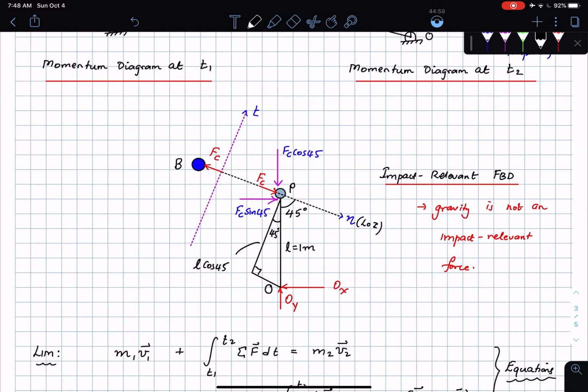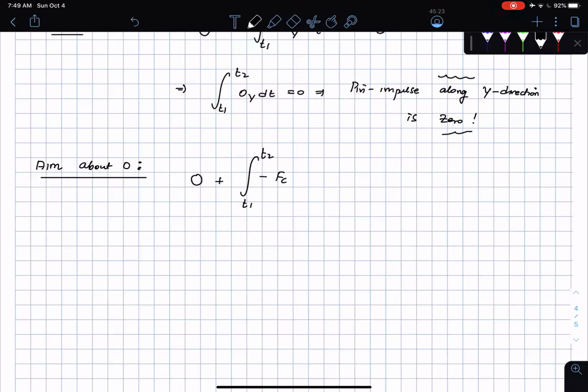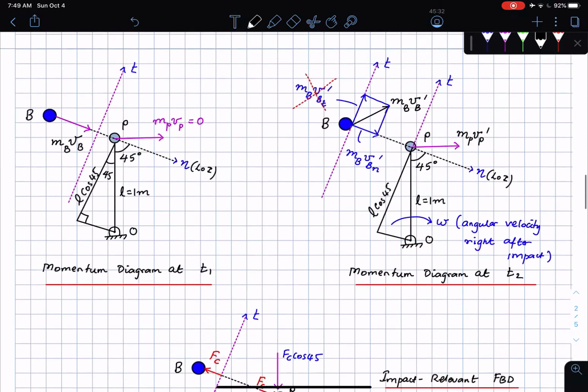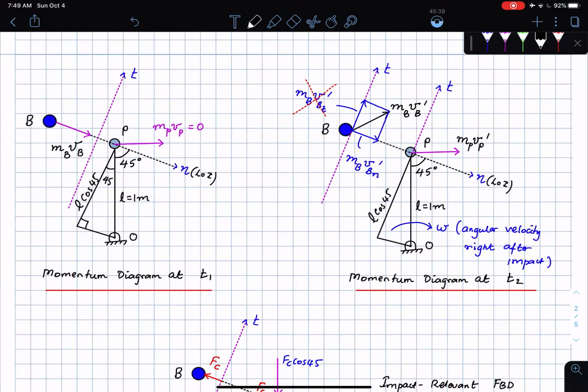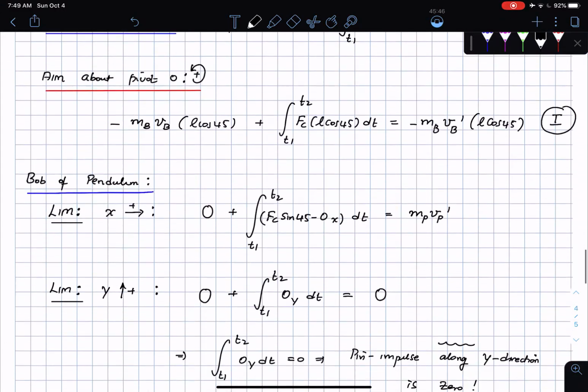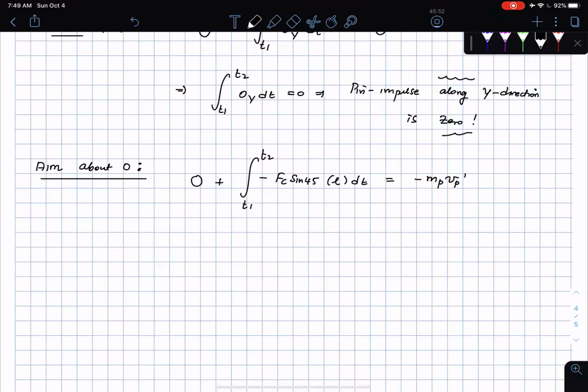Look at this. I'm going to take FC sine 45, take the distance of L. So that's going to be FC sine 45 times L. It's a clockwise rotation, and sine 45 is the same as cosine 45. So here I'm going to have FC sine 45 times L as the impulse. So this is minus FC times sine 45 times L dt. And then I come here. What am I going to have here? Look at this. MPVP prime is going to be producing a clockwise rotation about the point O. So the angular momentum due to MPVP prime is going to be clockwise, and so that's going to be minus MPVP prime in the L direction. So far so good.